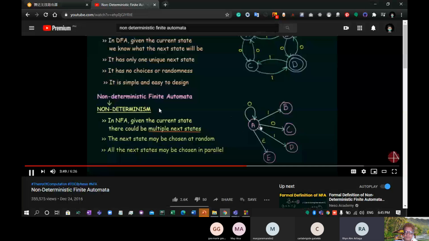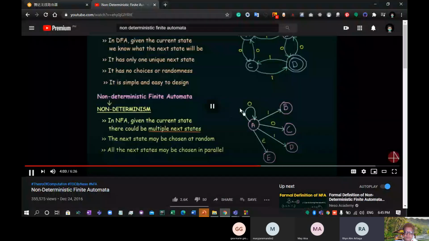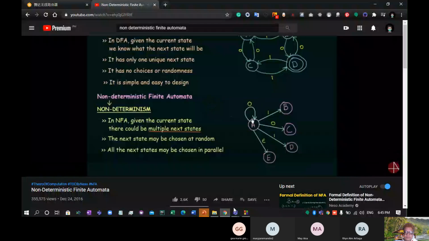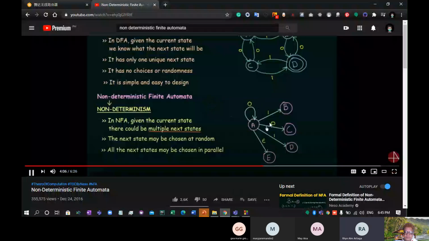We have a state A here, and on getting input 0, let's see how it behaves. On getting 0, it could stay in A itself, or it could even go to state C.